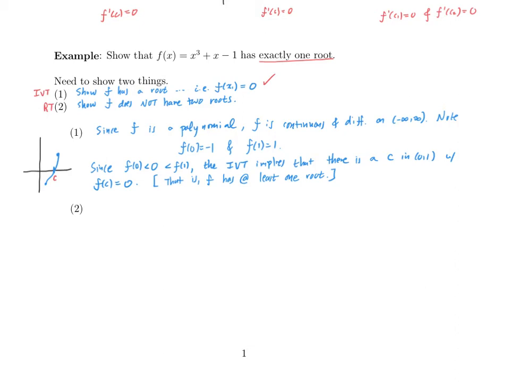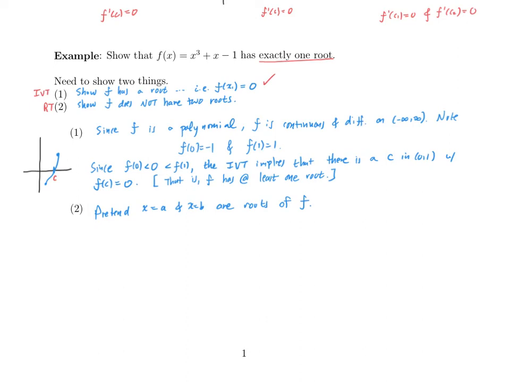And this is where we're going to use a new-to-us argument in this class that's a nice argument to understand. We're going to proceed by what we would call contradiction. So what we are going to do is pretend that x equals a and x equals b are roots of the function f. We are just going to assume, or pretend for the moment, that there actually are two roots. So we're going to assume the opposite of the desired conclusion.